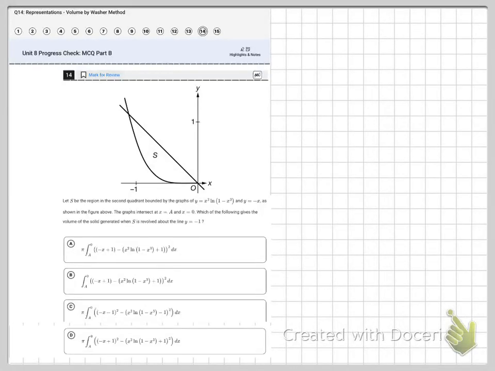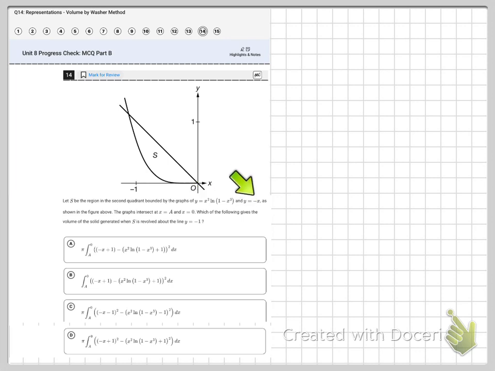Almost done. All right, so we're going to let S be the region in the second quadrant bounded by the graph of that and that. And so I'm seeing a picture right here. So nice of them to give us a picture. As this guy right here is not familiar to me. I don't know what he looks like. I'm going to have to do some work to see what he looks like.